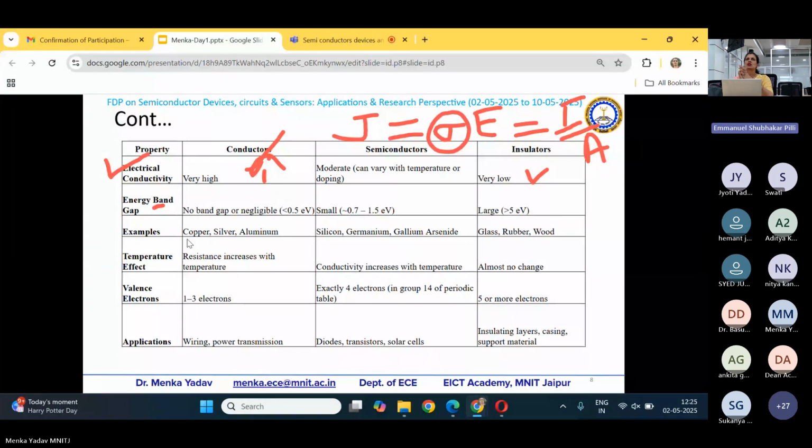Next one is the semiconductor. So the energy band gap for semiconductors is small. It is not very small, but small enough that we can modulate this particular band gap. We can tune it and we can make the devices on or off. On or off means we can make the semiconductor conduct or not conduct. We can control it depending on this band gap.